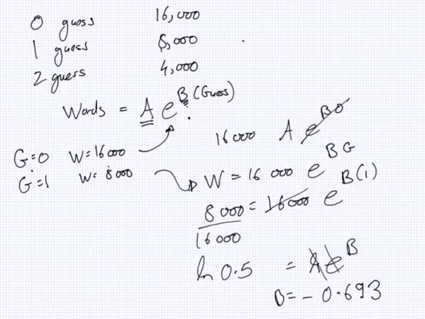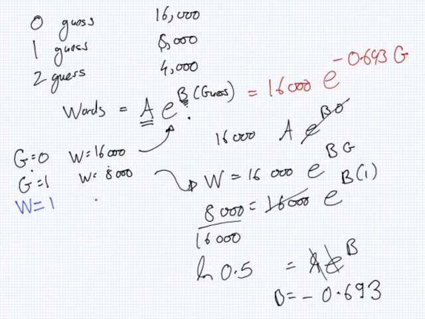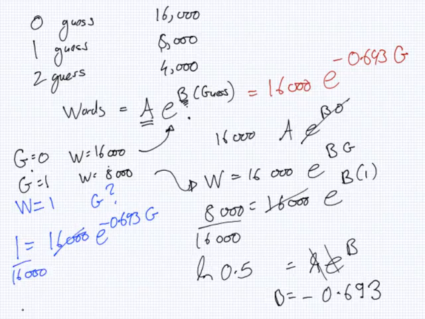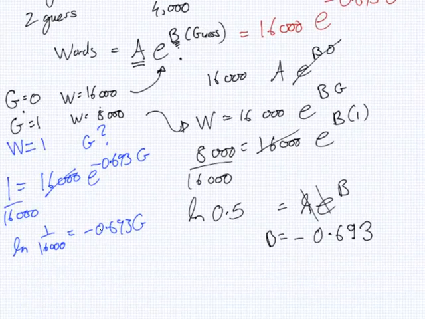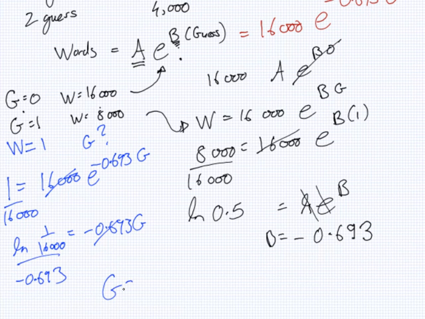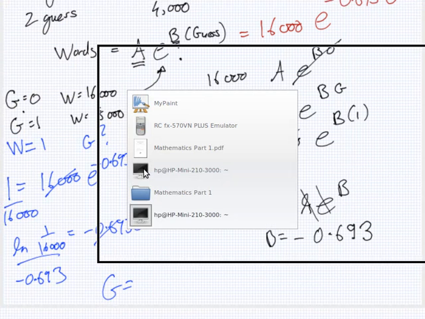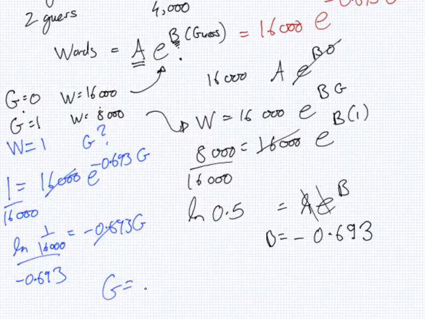Okay, so now we have this formula: W equals 16,000 E to the minus 0.693 G. How many words do we want to have left? One. And we need to work out how many guesses. So we have 1 equals 16,000 E to the minus 0.693 G. What do I do first? Divide by 16,000 and then log: log of 1 over 16,000 equals minus 0.693 G. And then finally, divide by minus 0.693, so I get G equals 13.93. Oh, so 14 then.